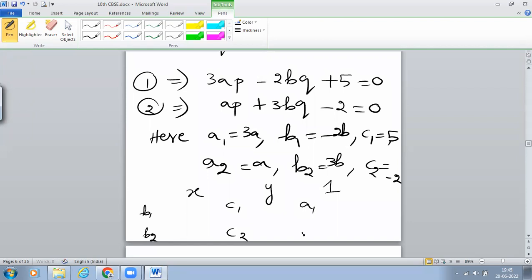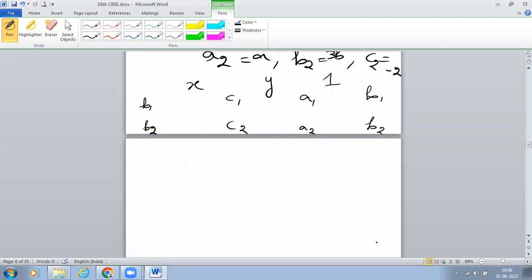That is A1, here A2. Then after A, which will come? A, B, C, right? So this is B, now B1, B2. Like this, you have to mention, in this order. Now in these places, I'm going to replace the values. So what we'll get is X, leave some space, Y, leave some space, and write 1.